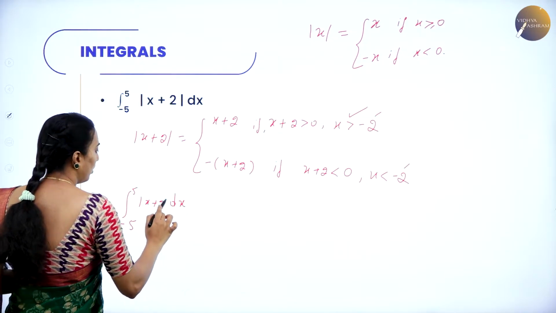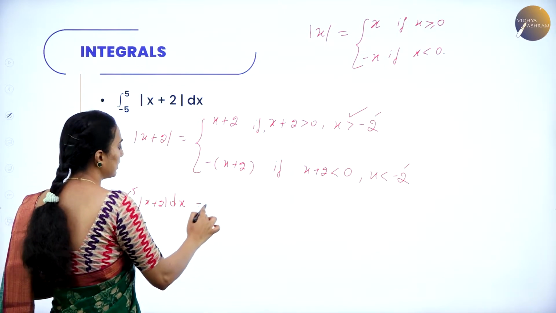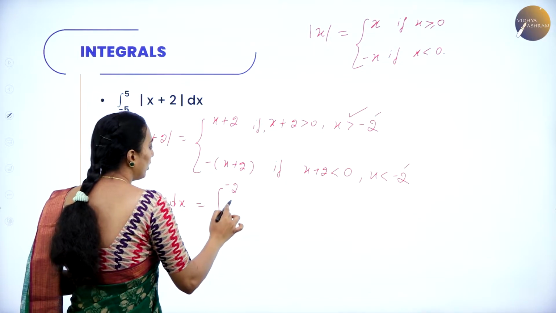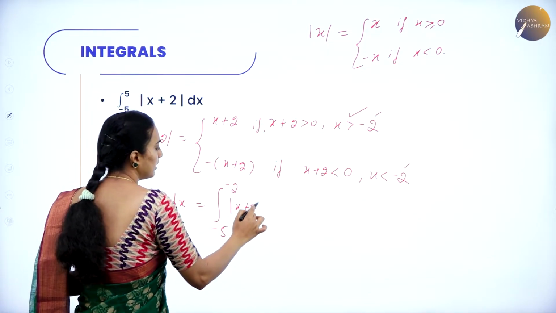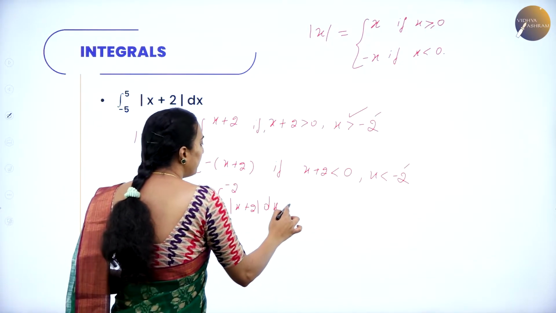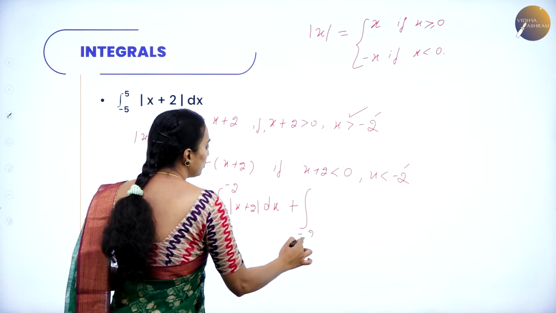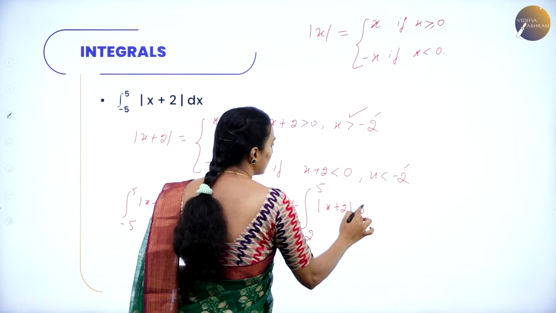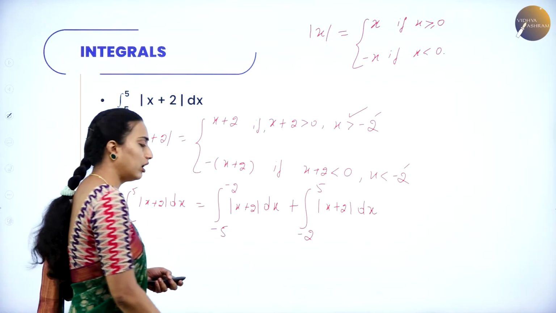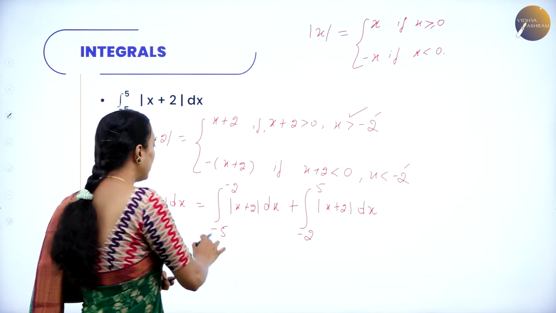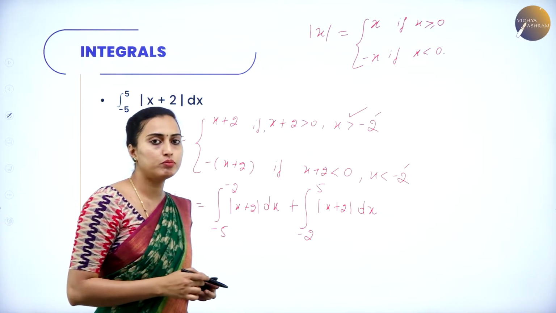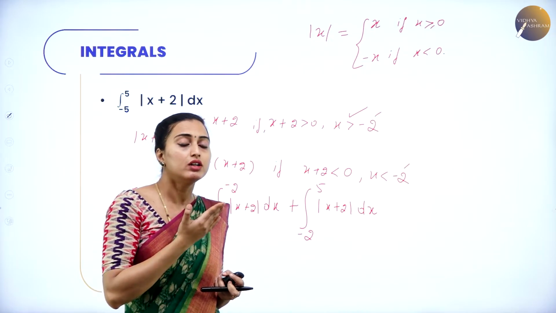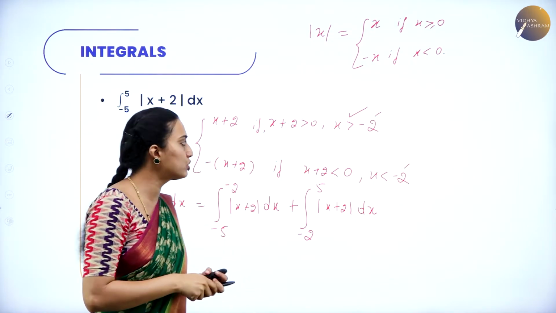Okay. Therefore, accordingly, you can write the integral from minus 5 to 5 of modulus of x plus 2 dx as the integral from minus 5 to minus 2 of modulus of x plus 2, plus the integral from minus 2 to 5 of modulus of x plus 2 dx. I hope you understood this one. Now here, modulus of x plus 2 from minus 5 to minus 2 means x should be lesser than minus 2.